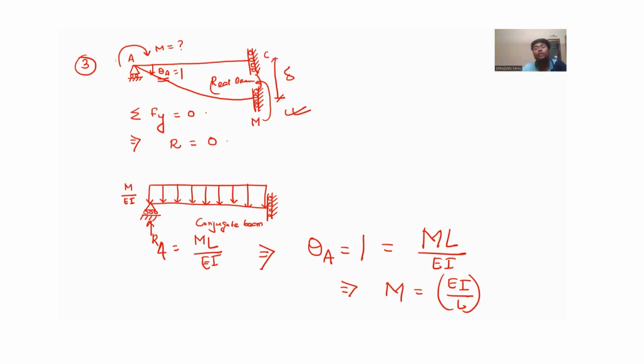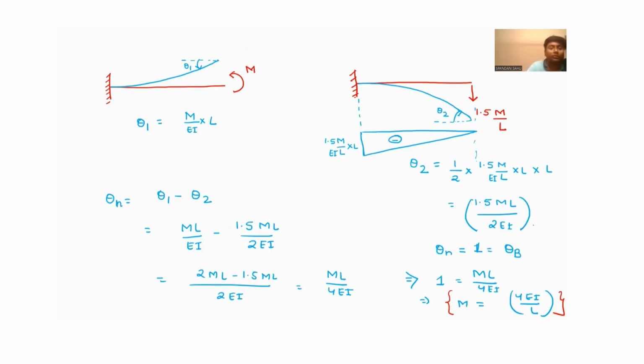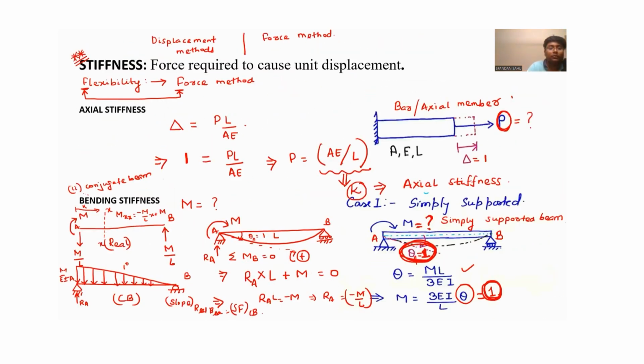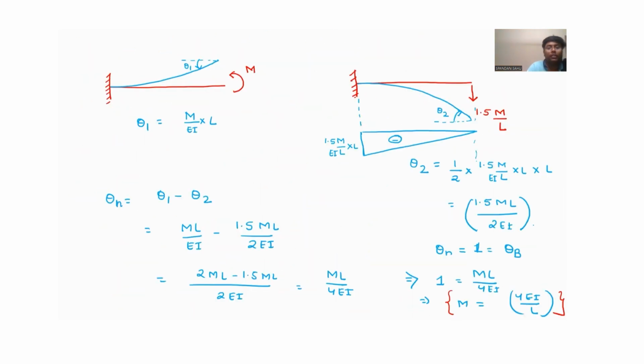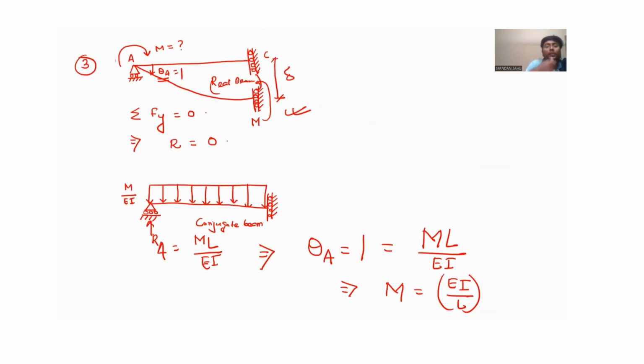So, EI by L is the amount of movement that you need to give at joint A for rotation of one unit at joint A, which is nothing but our definition of stiffness. I hope till this point everything is clear. If not, you can ask me right now. Clear? Yes, sir.